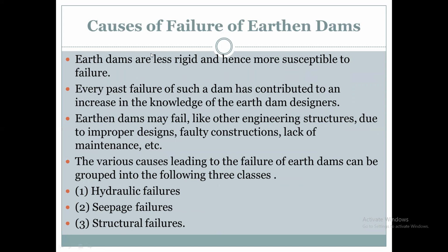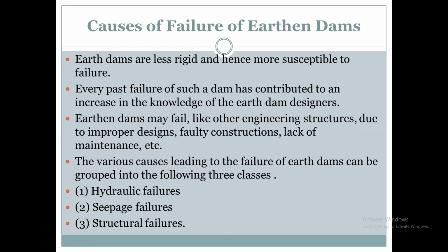So far, we have covered the types of earthen dam and methods of construction of earthen dams. After this, there are the causes of failure of earthen dam. Earthen dams are less rigid and hence more susceptible to failure. Earthen dams are less rigid because natural materials are used, whereas the gravity dam is a rigid dam.